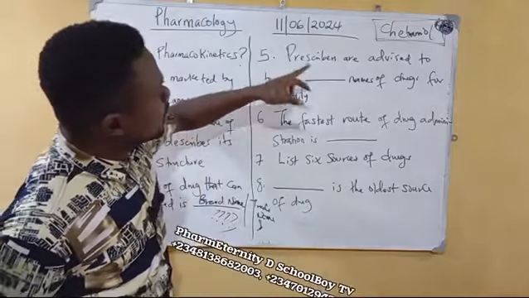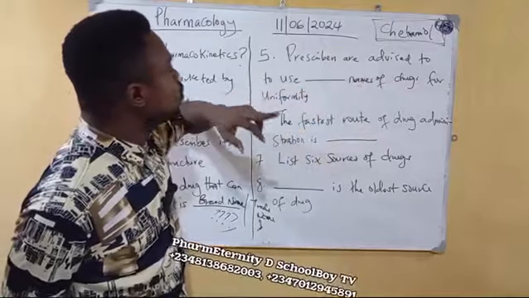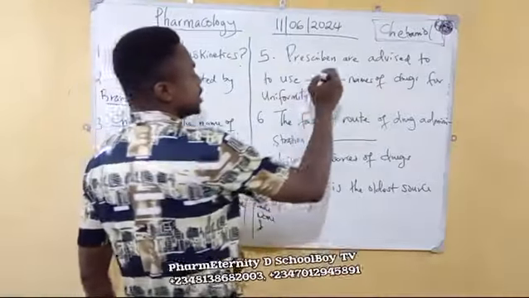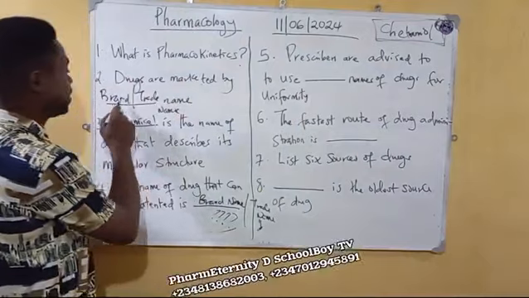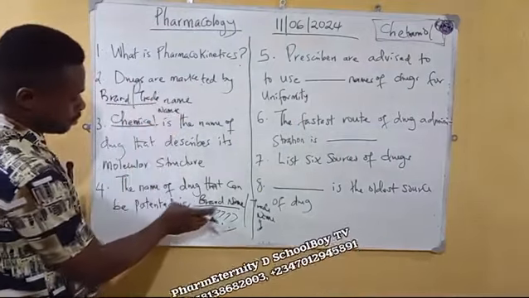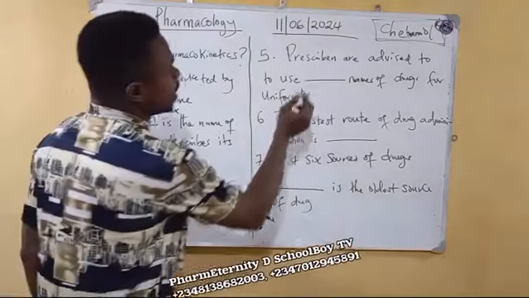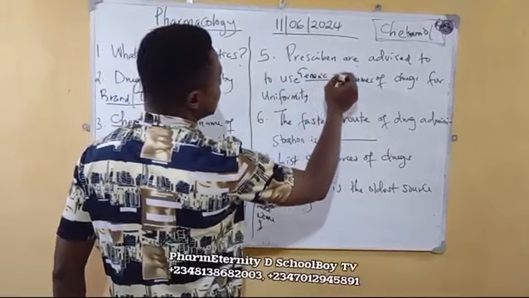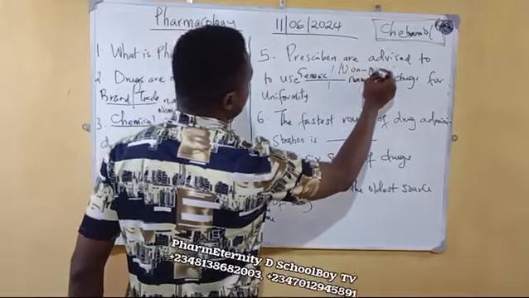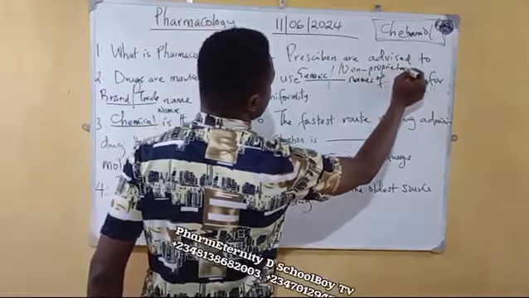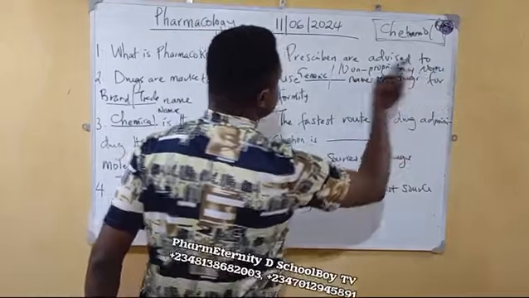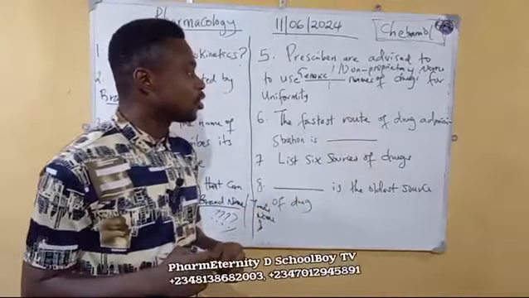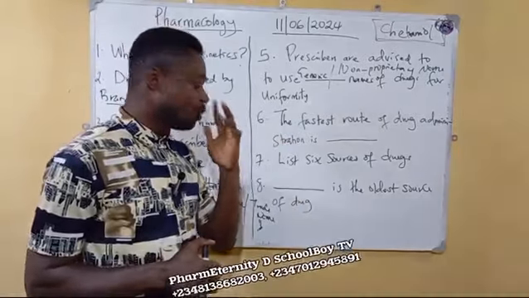Number 5 says prescribers are advised to use dash names of drugs for uniformity. Here you can also call this brand name, trade name, or proprietary name. Here, this one is what? Generic name. You can call it generic name or non-proprietary name. Prescribers are advised to use generic name or non-proprietary name of drugs for uniformity.